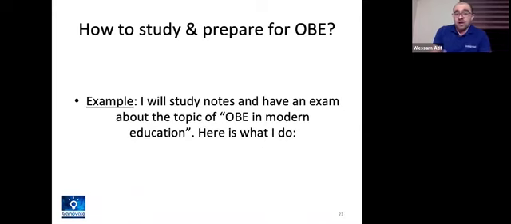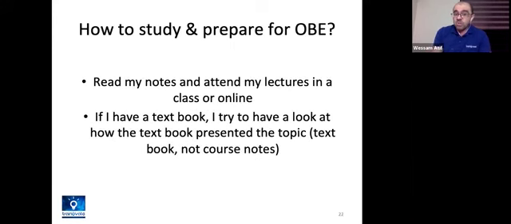Okay, example: if I will study notes and have an exam about the topic of open book examination in modern education. So as you can see, my lecture today, or my topic today, is generic. It's not about any specific type. So I choose to study open book exams in modern education. So if I'm studying that, here is what I do. I will read first my course notes, and I'll attend my lectures in a classroom or online, it depends. If I have a textbook, I'll try to have a look and maybe put some markers or marking lines in the textbook and see how the textbook presented the topic.